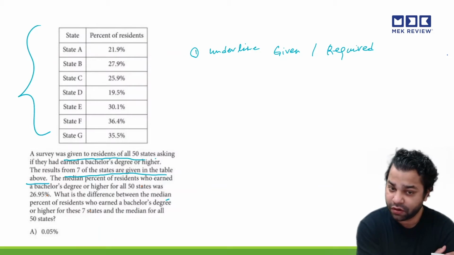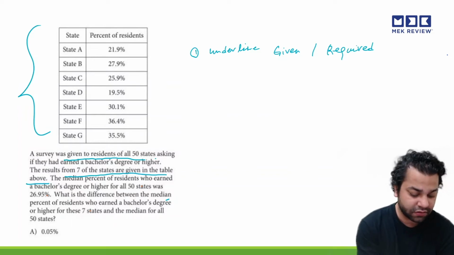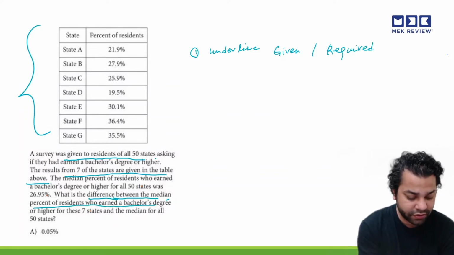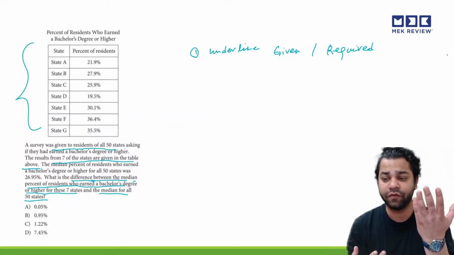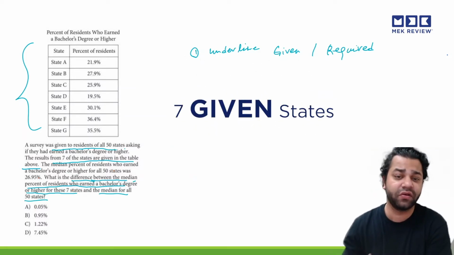Then what are they asking you for? They're asking you for the difference between the median for these 7 states and the median of all 50. So they're asking you for the median of all 50 states and the 7 states that are given to us in this table.